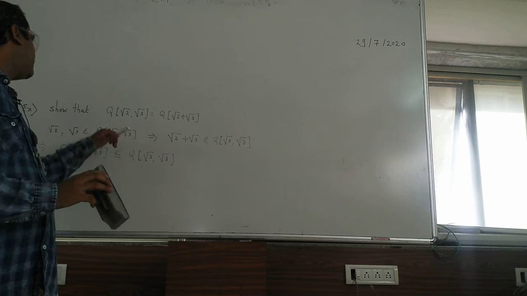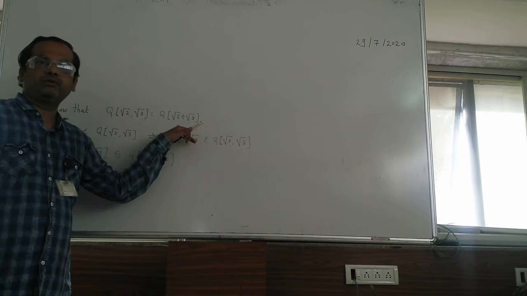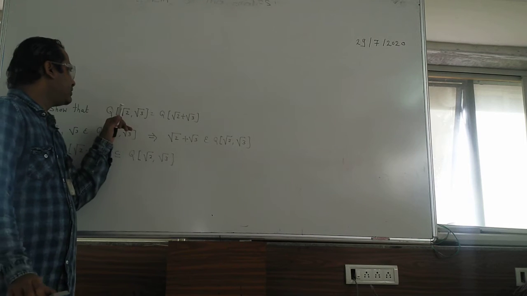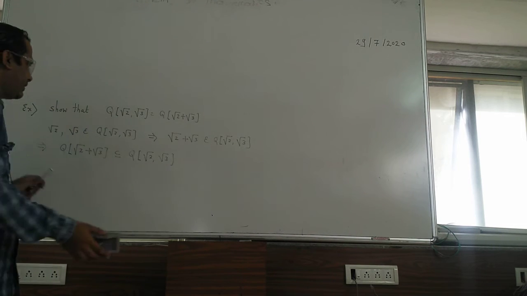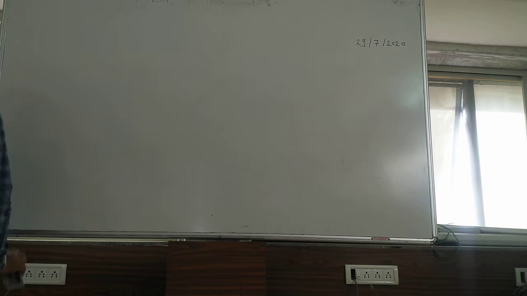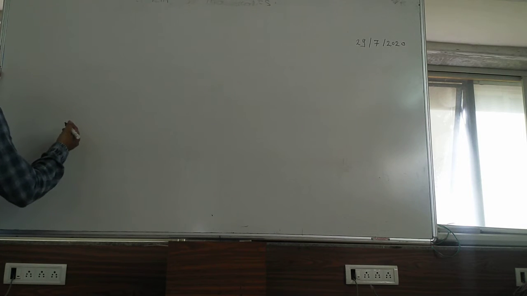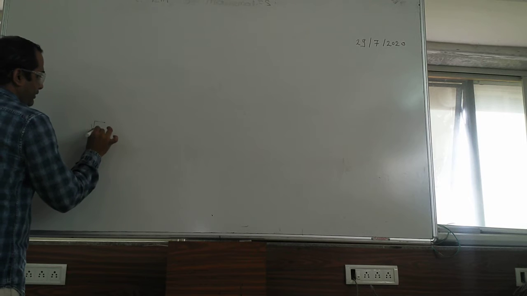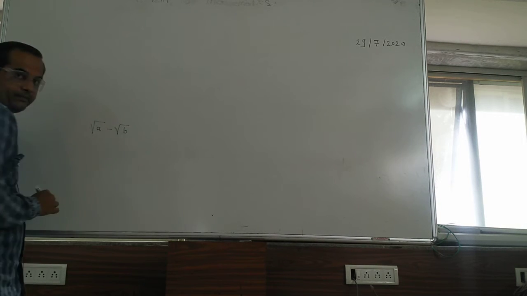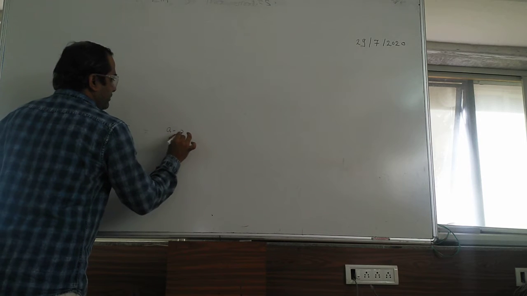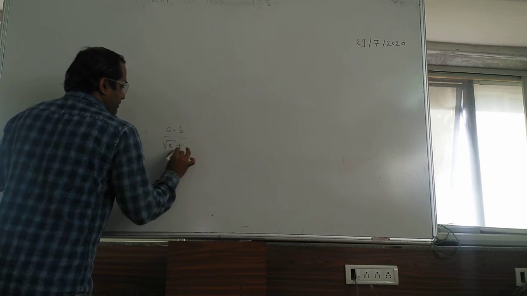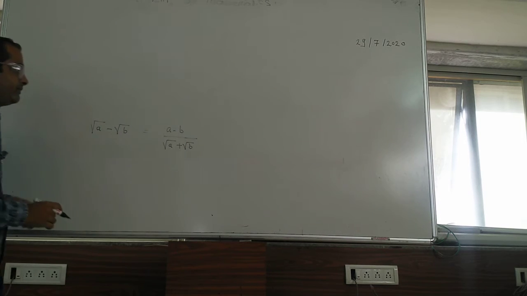To show that Q of root 2, root 3 is a subset of Q of root 2 plus root 3, it is sufficient to show that root 2 and root 3 are in this field. So what is the calculation? We'll use the generalized formula. Root a minus root b can be written as a minus b upon root a plus root b. Just rationalize the thing. So you can have this one.